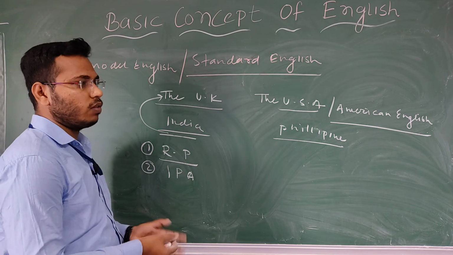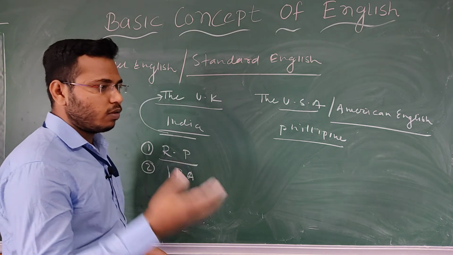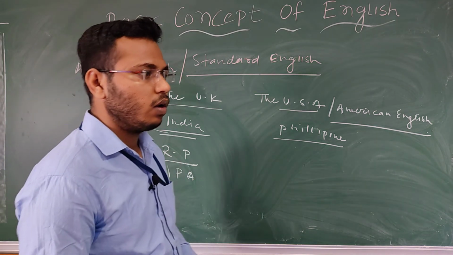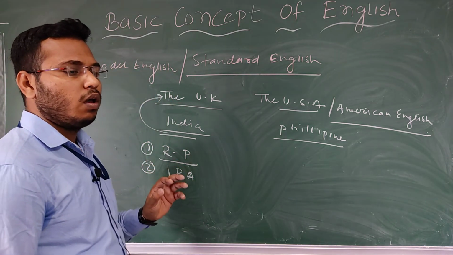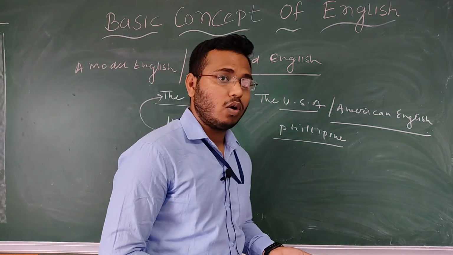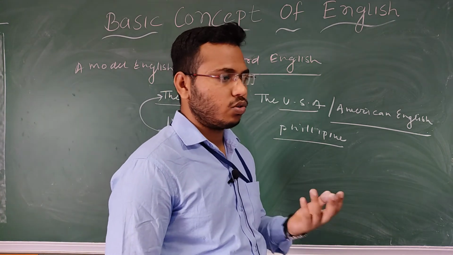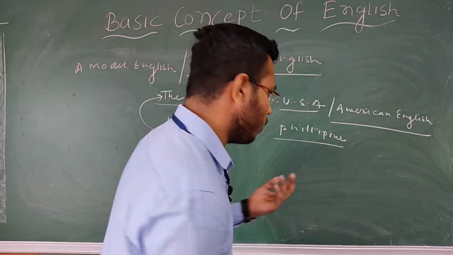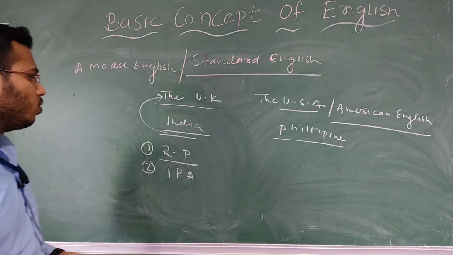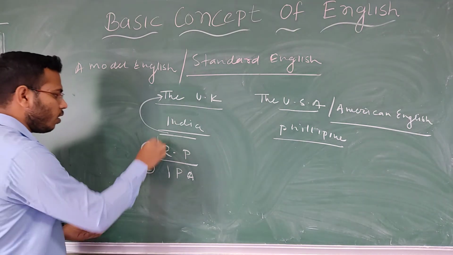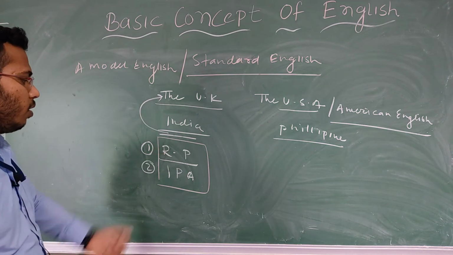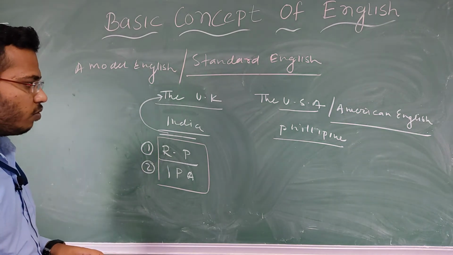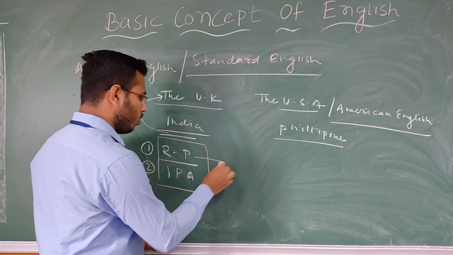British system, what is there? Whatever grammar you have read so far comes under the British system. American system, we are not taught, so we are not much aware of what the exact structures of American English are. So I was telling you about two things. Number one is RP, number two is IPA, which is very, very important.